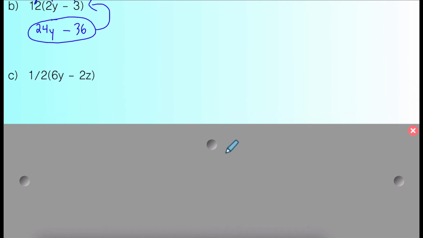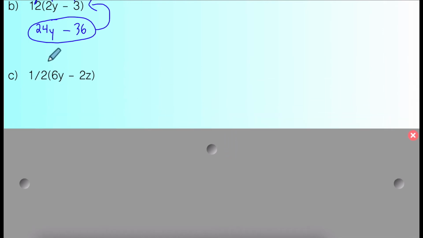This next one is the same thing, but the number that is being distributed, the number outside of the parentheses, is a fraction, 1/2. That changes nothing. We're still just multiplying this outside number by everything that's inside of the parentheses. So 1/2 times 6y minus 1/2 times 2z. And then just do the actual multiplication.